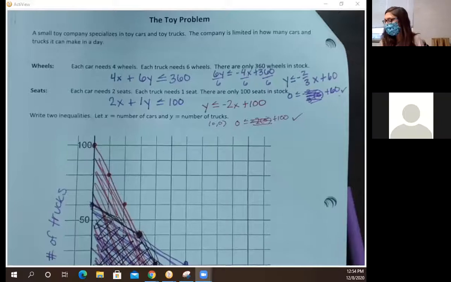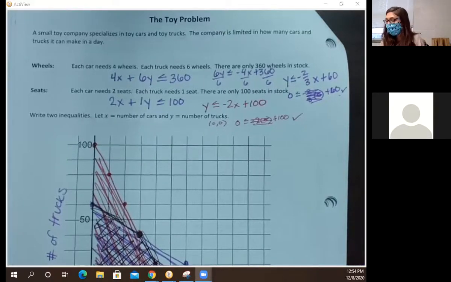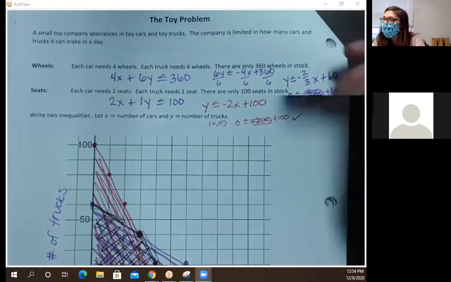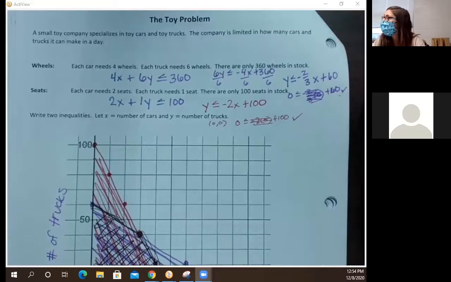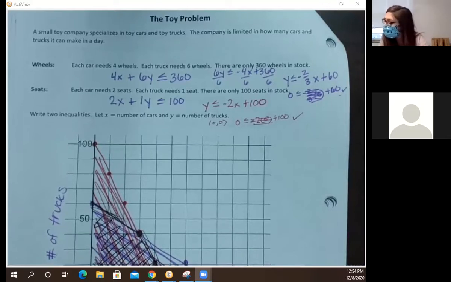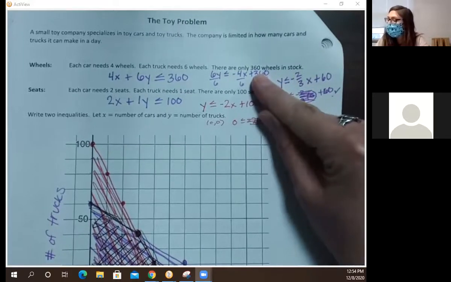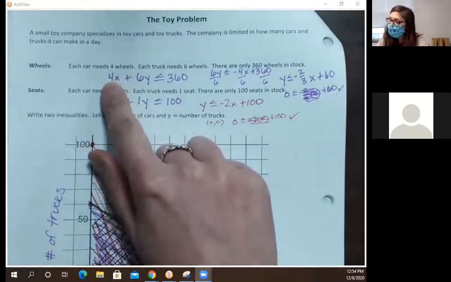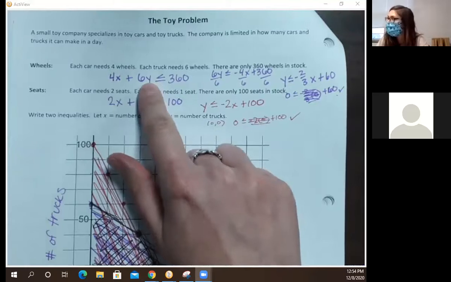Okay, so on page 150, this is where we left off yesterday. Based on the information we had here, we wrote a system of inequalities and then graphed each of our inequalities to talk about solutions here. In the context of our problem, we were a toy company making toy trucks and toy cars. We have a certain number of wheels in stock, and we know we need so many wheels for every car and so many wheels for every truck.